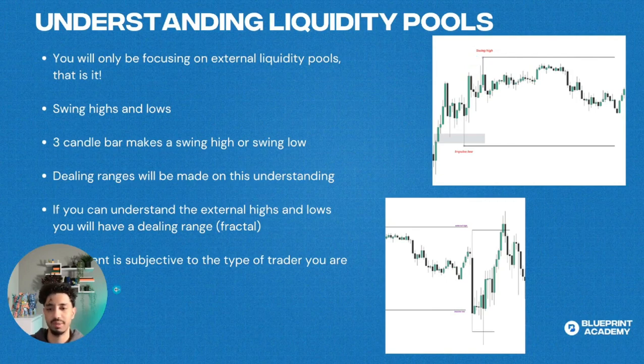Time frame alignment is going to be subjective to the type of trader you are. Depending on what kind of time frames you like to execute on, that's going to be the alignment that you're going to be using. So if you trade on the 1 minute chart, you'll be focusing on the 15 and the 30 minute for your dealing ranges. If you're a day trader, then you'll be focusing on hourly and 4-hour ranges. And if you're a swing trader, you'll be focusing on weekly and daily ranges. And on those time frames, that's where you're going to utilize your understanding of liquidity pools, and that's where you're going to map them out.